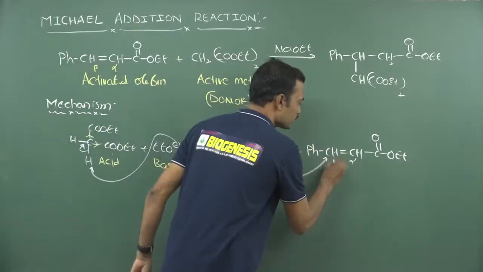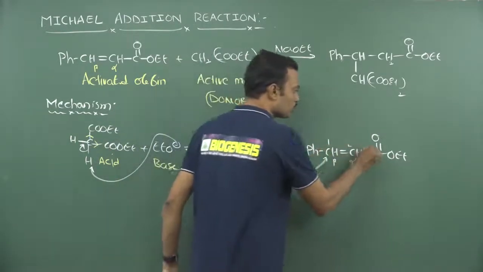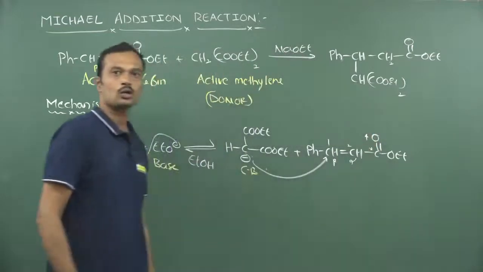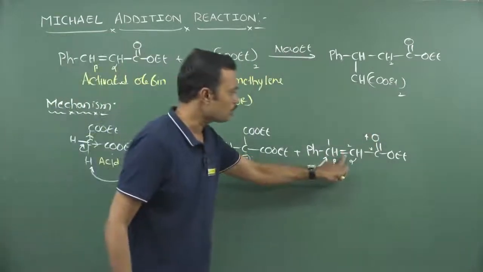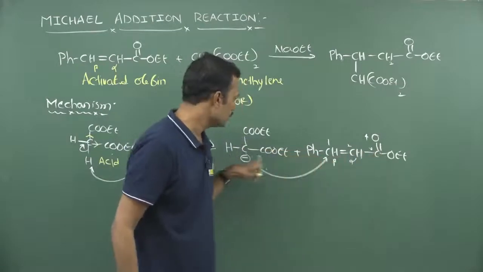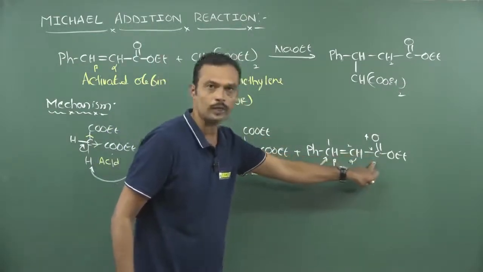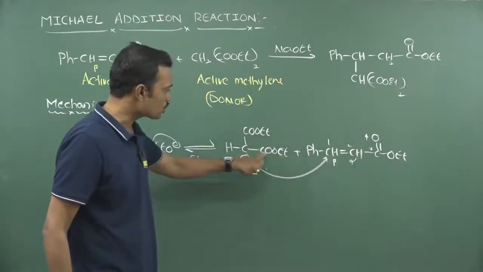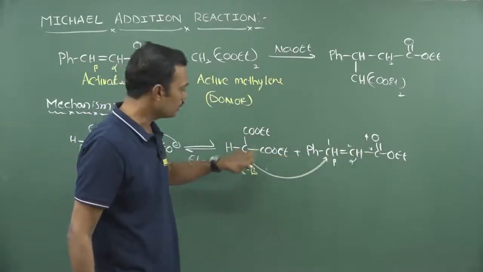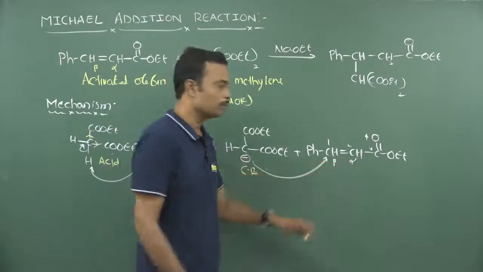This is alpha and this is beta, and with respect to this, 1, 2, 3, 4. This is called conjugate addition. See, this double bond is conjugate to the carbonyl. That's why this is called conjugate addition. This is a soft electrophile. It is a hard electrophile. Now it is stabilized by conjugation. So it is a soft nucleophile. This soft nucleophile will attack on this beta carbon.